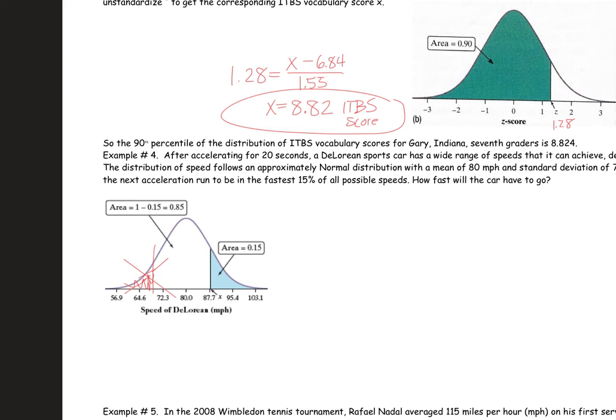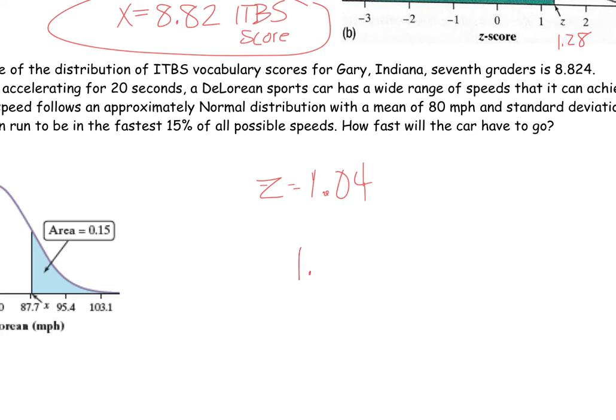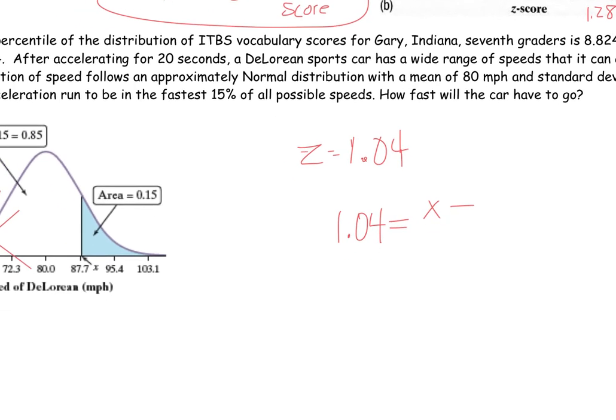So I'm hopping to the table here, and it looks like the closest value I can find is 0.8508, which is a z-score of 1.04. So our z-score is 1.04 for the 85th percentile. So let's go ahead and do the math here. We've got 1.04 equals, we want to find what that speed is.